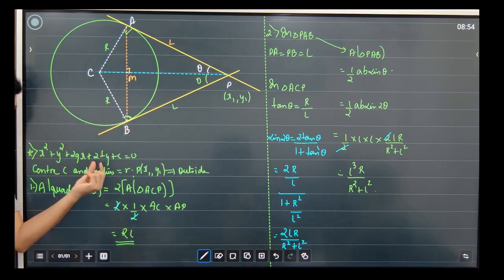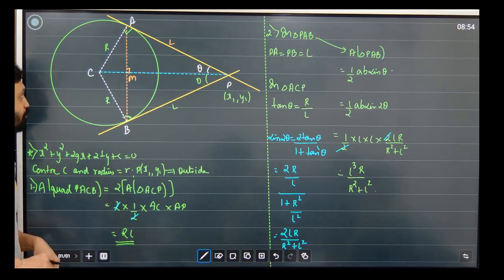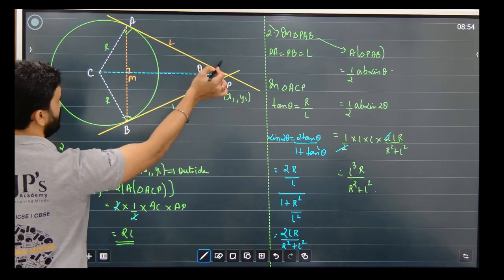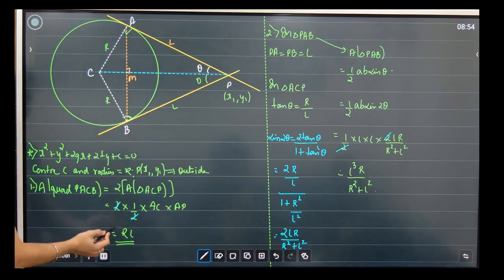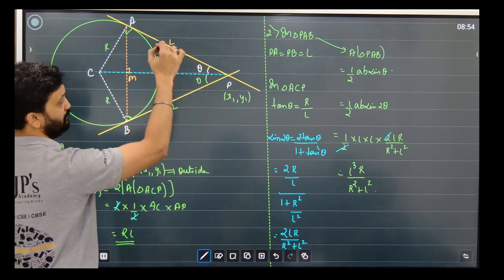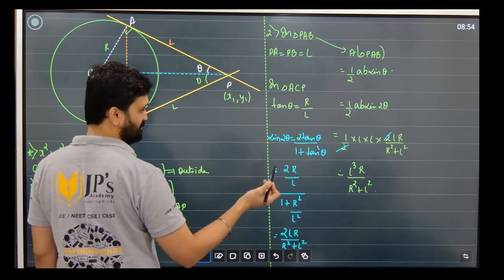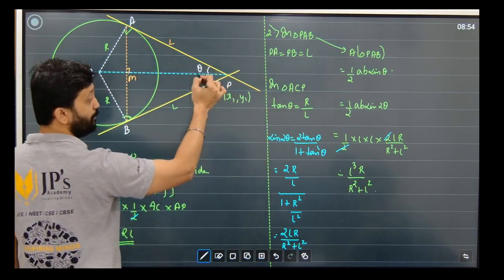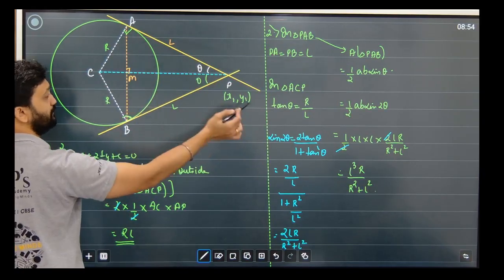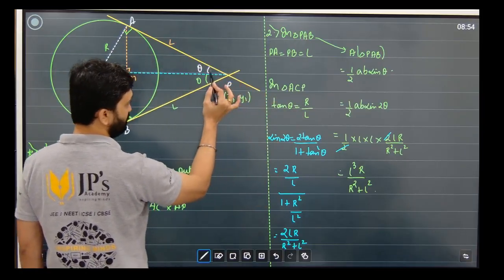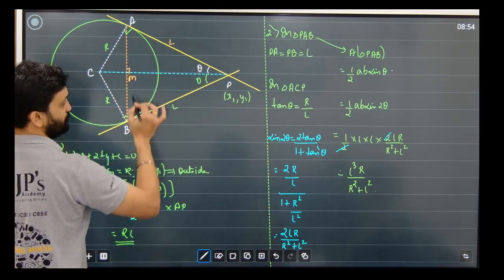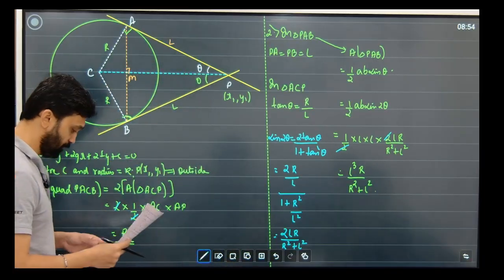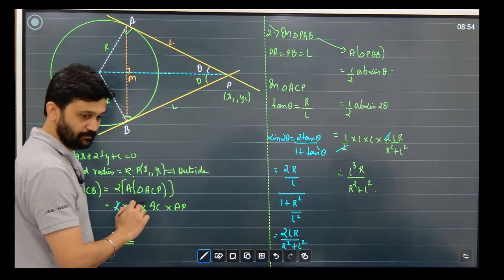Circle, general form of circle, center C, radius R. We'll keep the radius as capital R. Point is x1, y1 outside the circle. First we take the quadrilateral, which is half the area of the triangle. We find the area of the triangle, but in this case it's not a right angle triangle. Since it's not a right angle triangle, we always take the area of a triangle as half AB sin theta. Here it is not theta, here it is 2 theta. For that I first found sin theta and tan theta. Tan theta is opposite upon adjacent, that is R upon L. From that I found sin 2 theta because sin 2 theta is asked here. Did you guys understand this? Anybody has any doubts? Please write.